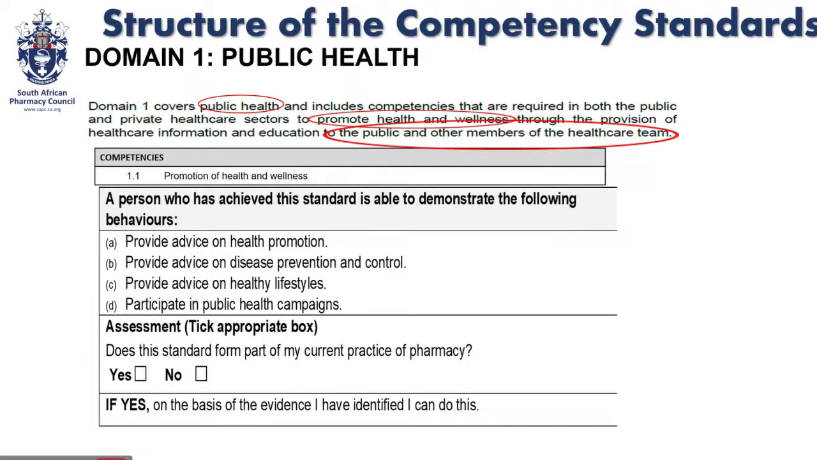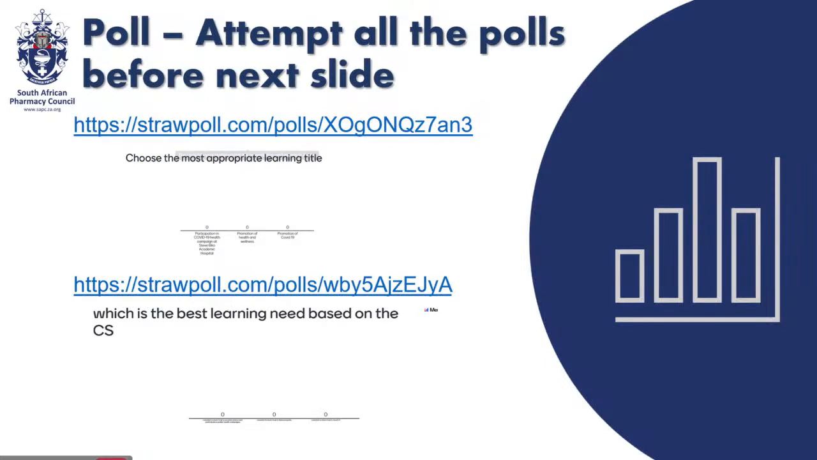And then there are 4 behavioral statements listed underneath 1.1. You should be able to provide advice on health promotion, provide advice on disease prevention and control, provide advice on healthy lifestyles, and participate in public health campaigns. So it's important that you are able to show this. How did you provide the advice on health promotion? How did you provide the advice on disease prevention and control? That is what we need to see.